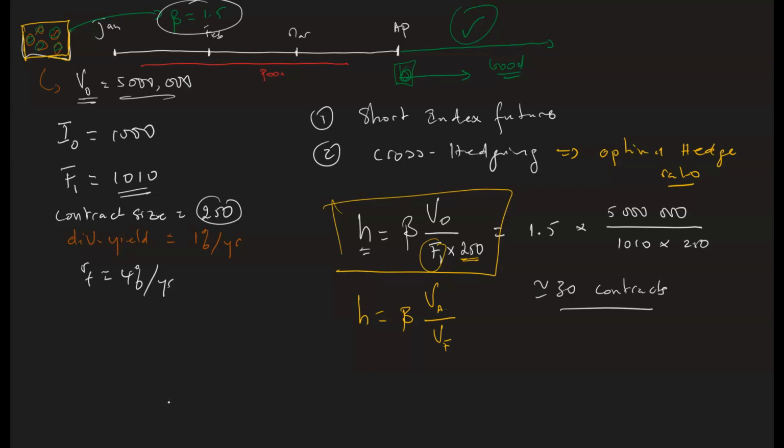Now we're taking a short index future position, and it's a cross hedge, so we have to find the optimal hedge ratio. Once we obtain the optimal hedge ratio, the question becomes what happens at the time at which we are actually selling the contract, selling down the line.